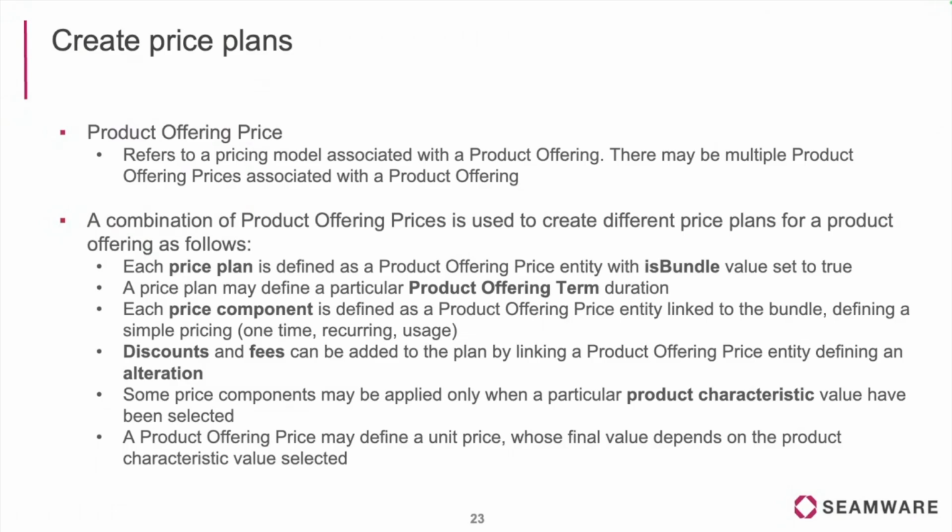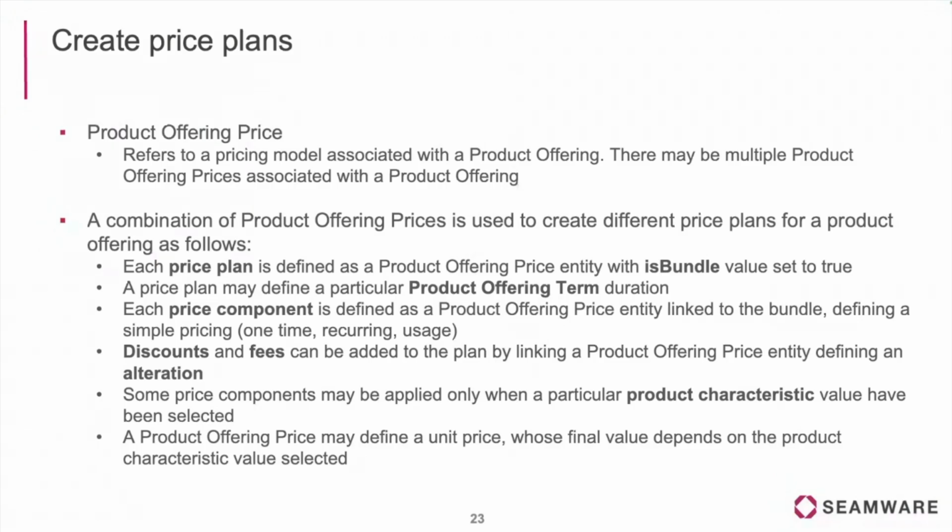For example, if we go back to the iPhone example, we will have a price plan which has two price components. It has one price component of one-time payment, which is linked to the size characteristic and to the value 128. And will be, for example, just to give you an example, 1,000 euros. And then we have a second price component, which is linked to the value 256, which is 1,500 euros.